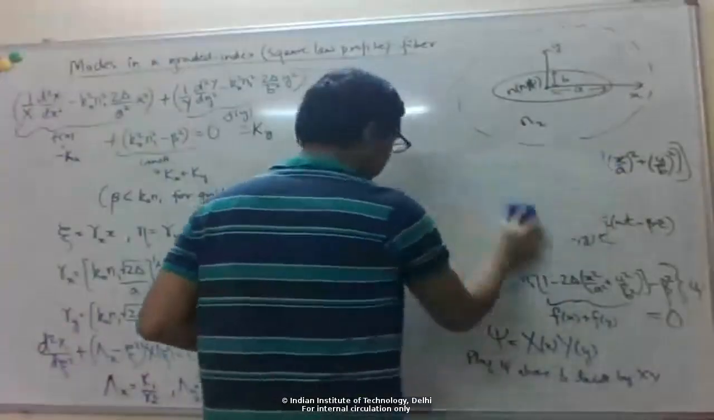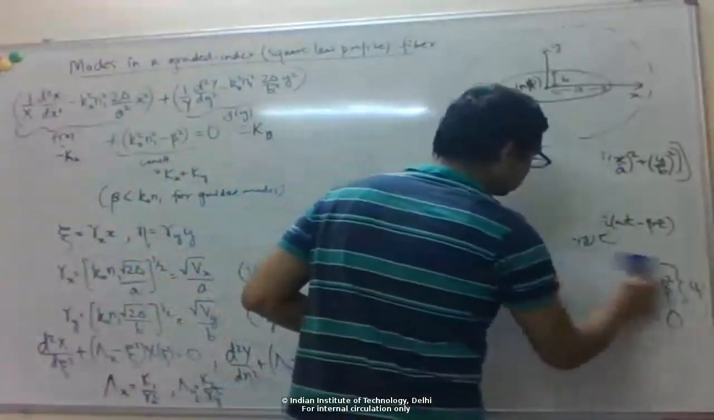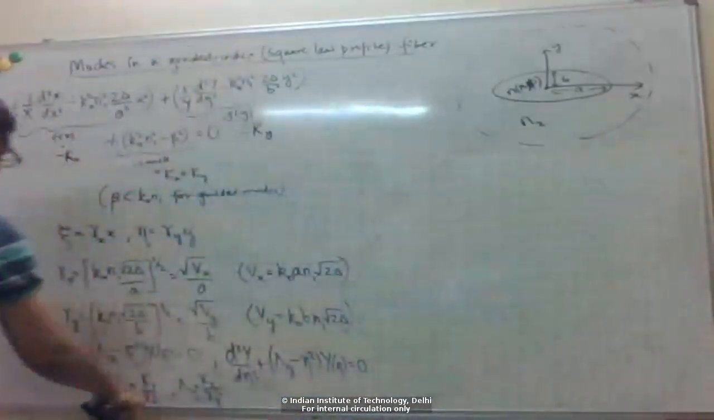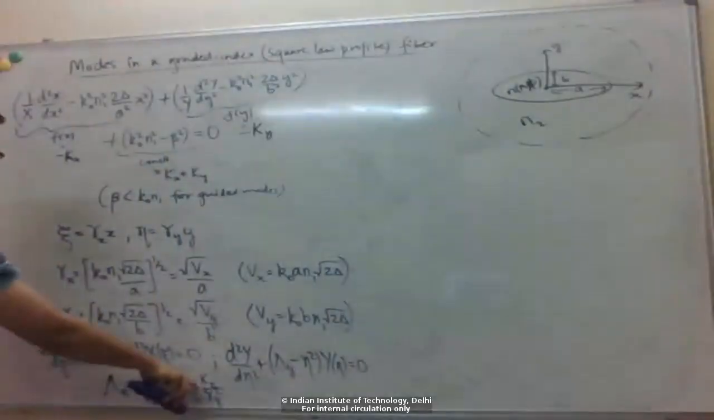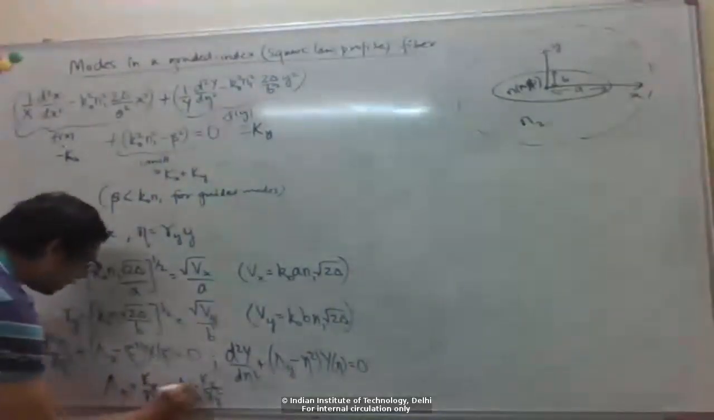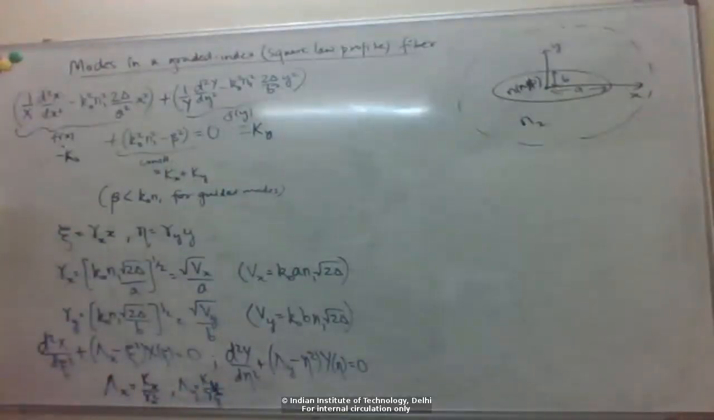So what lambda x and lambda y you have written at last? So yeah, lambda x is kx by gamma x square and lambda y is ky by gamma y square.